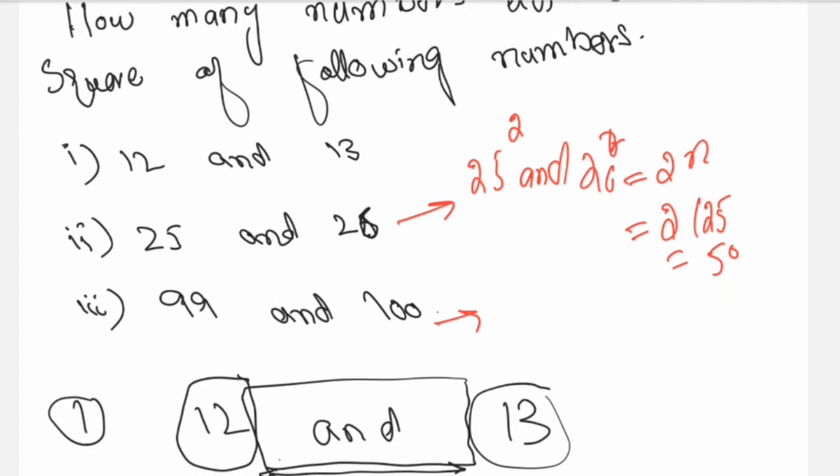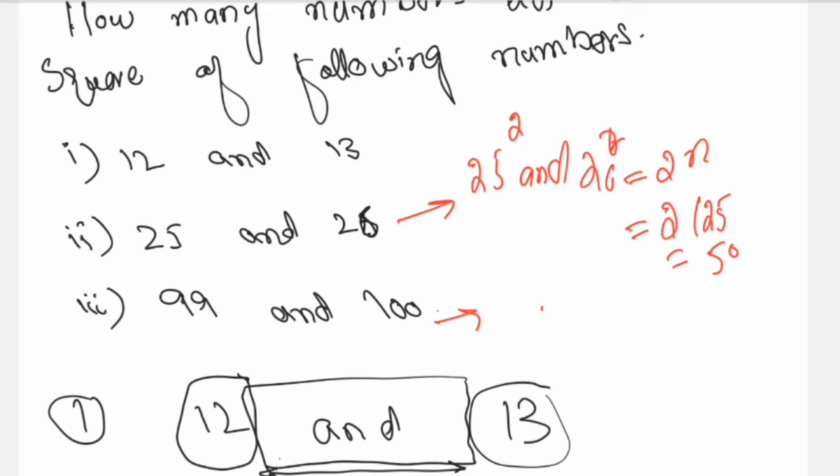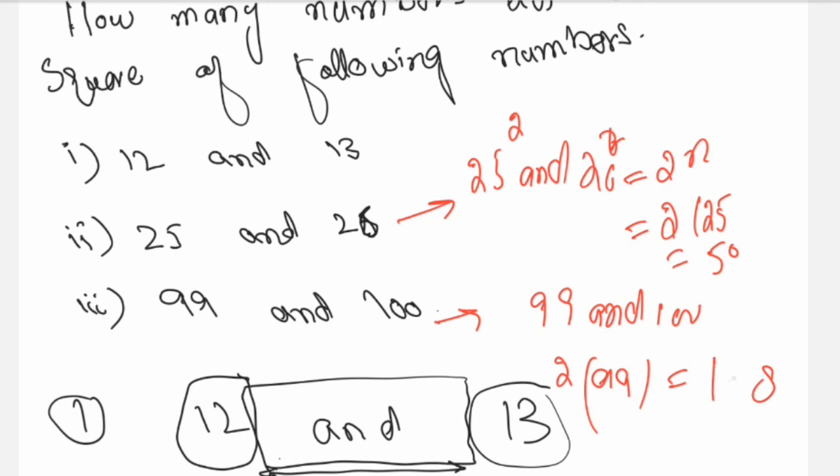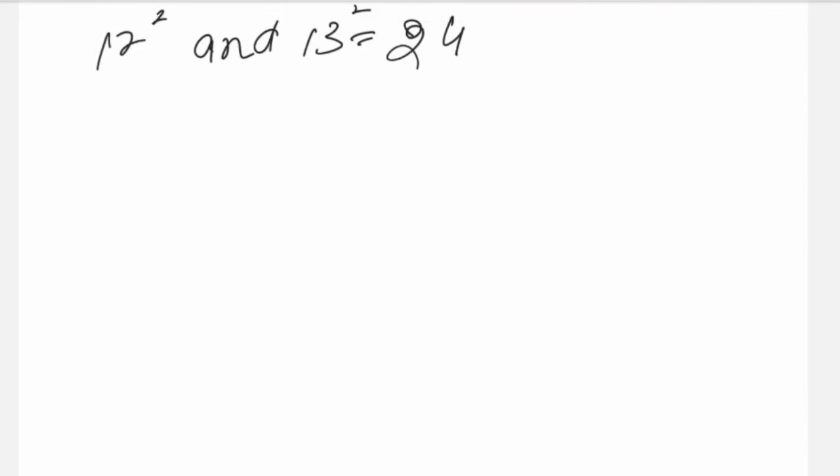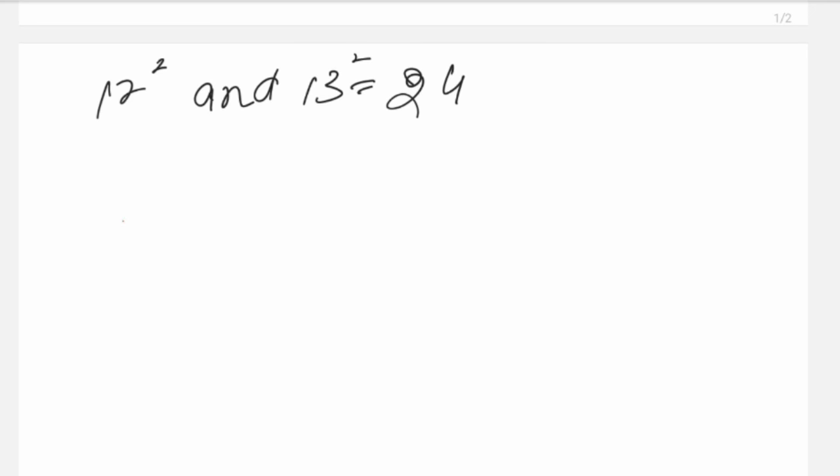Then for the next one, it will be 99 and 100, and it will be 2 into 99, which will be equal to how much? It will be 198.